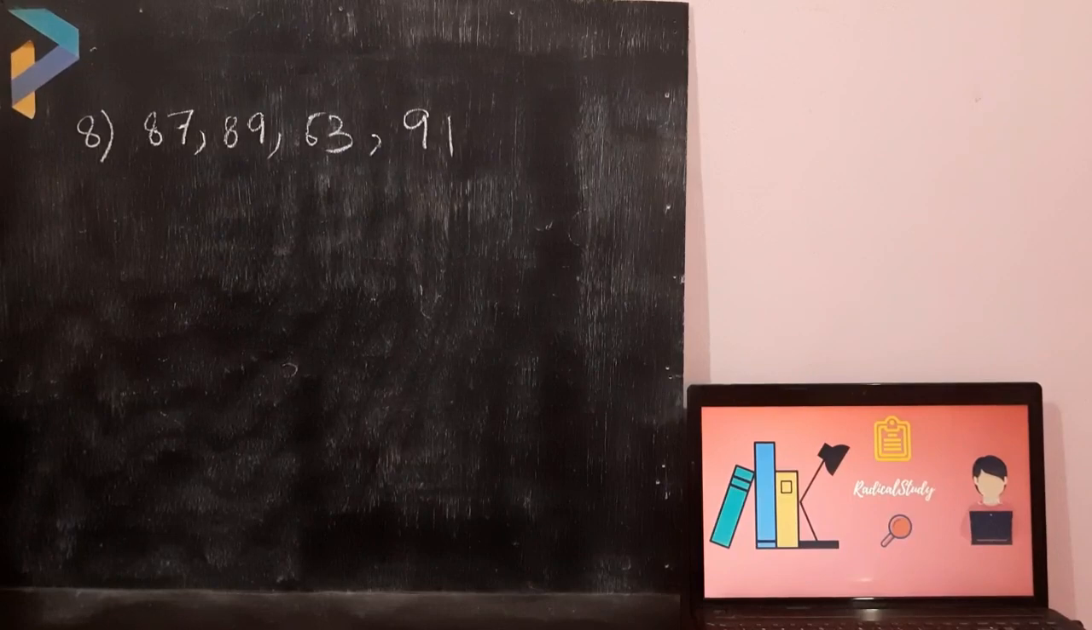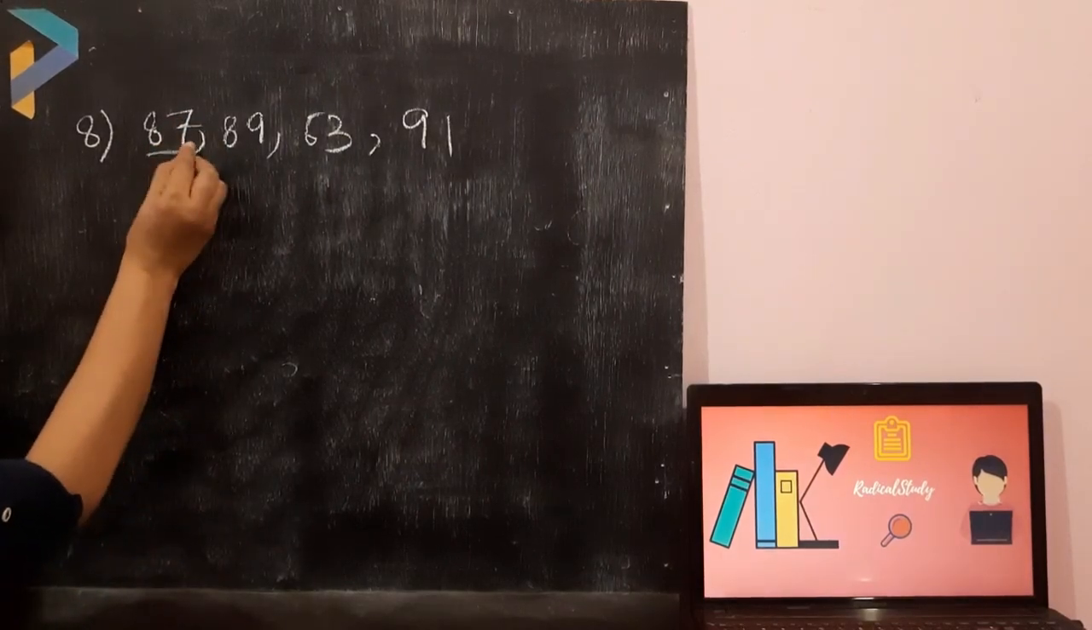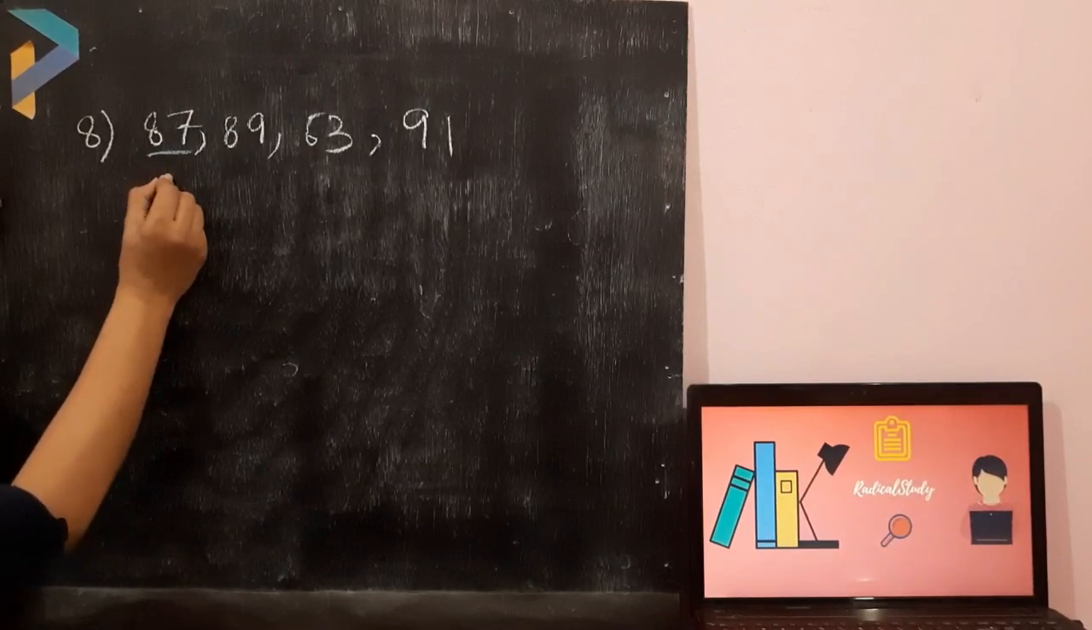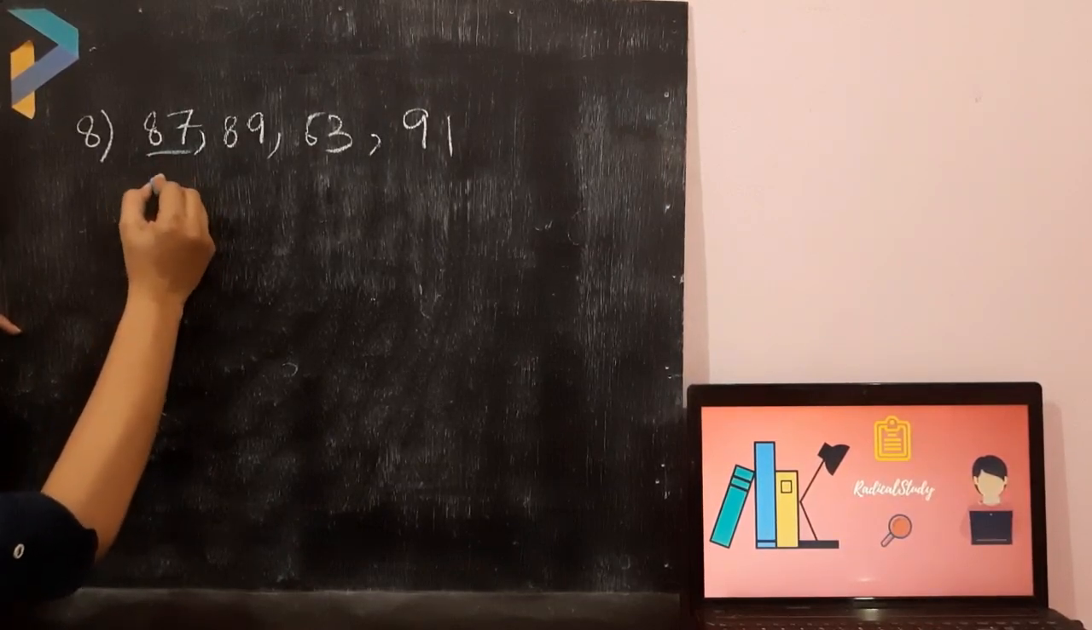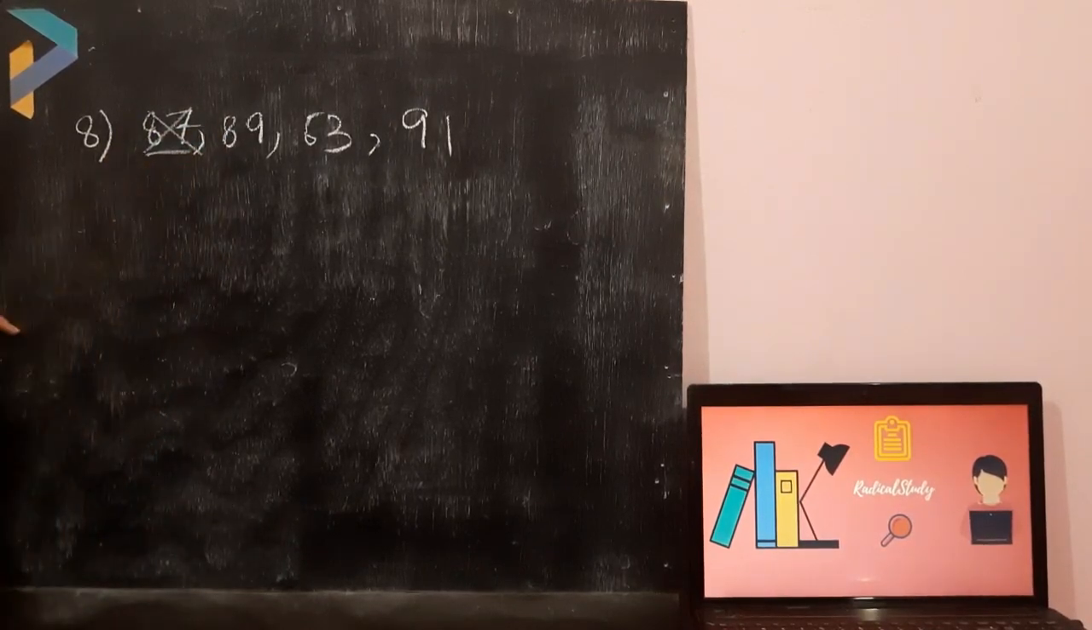Yes students, so the next question is, find out which of the following numbers are prime. There are 4 options: 87, 89, 63, 91. So please tell me which number is a prime number out of these options. We will check. 87 is divisible by 3 completely. So it is not a prime number, it is a composite number. So I will cut it.